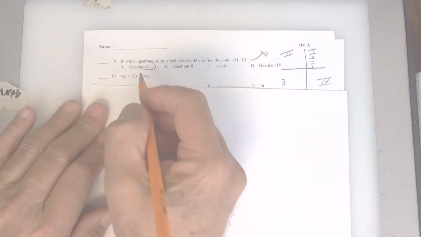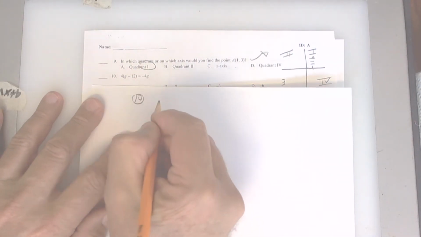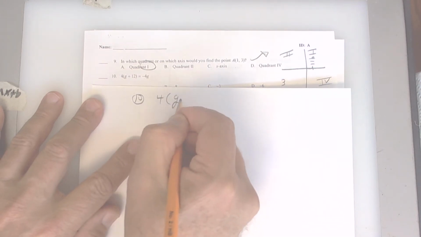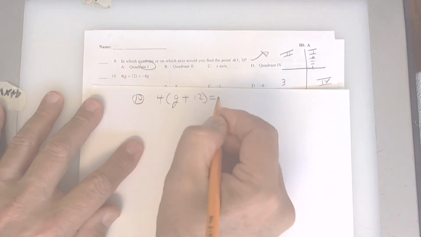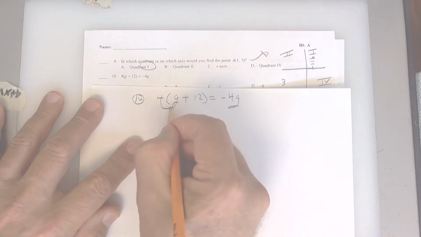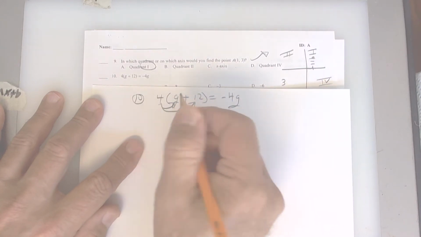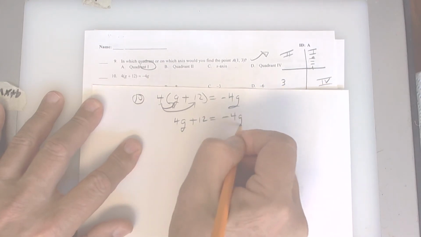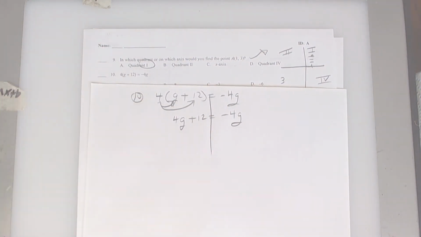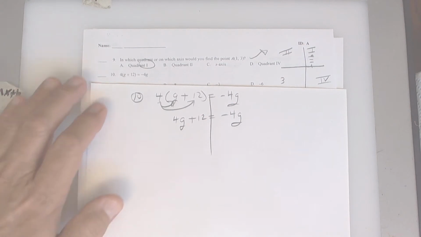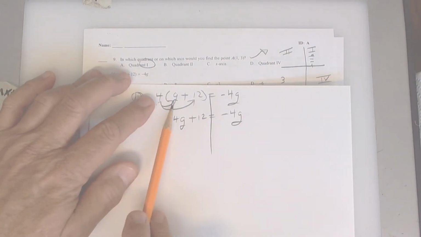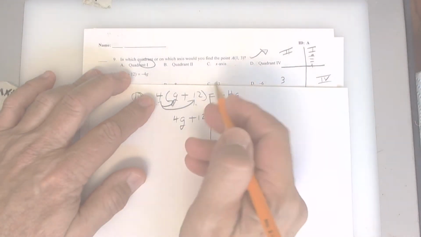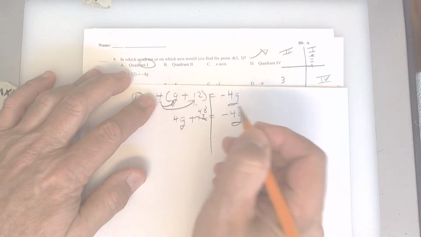This next one, number 10, you have to distribute. Now I'm going to do something wrong here and you tell me what it is. Four times G is 4G. All right, well, what I did wrong was I did 4 times G, but I didn't do 4 times 12. So this should have been 48. Make sure you know that.